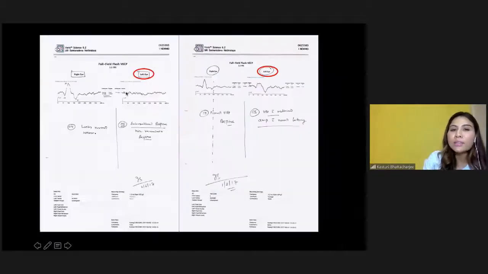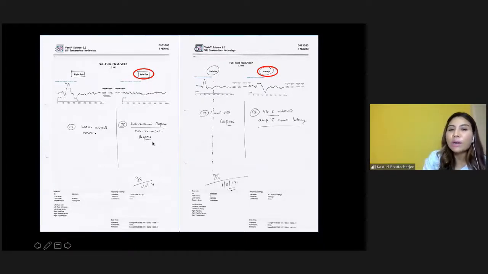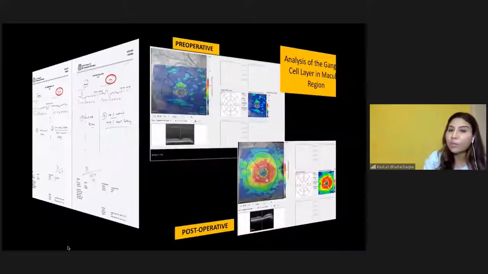And this is the VEP. This is after a few days, and the technician and the consultant have written very nicely that it has a normal latency, though a reduced amplitude. But before operation, it was totally extinguished. So there was not any curve, but now at least you could see some curve. And there has been gross improvement of vision in this patient.